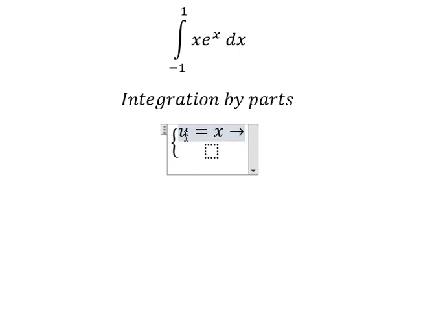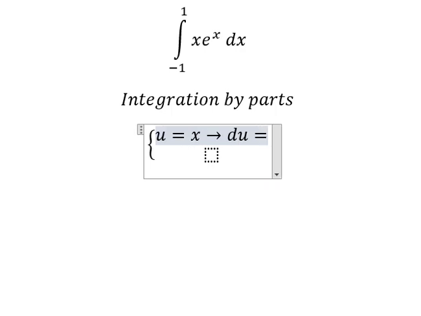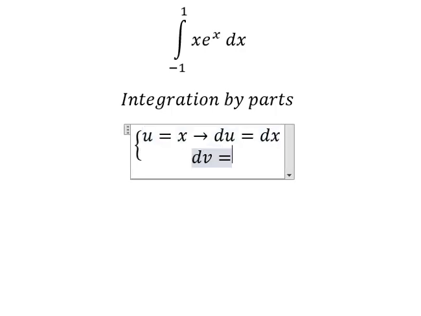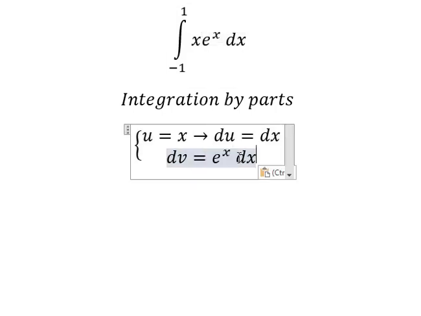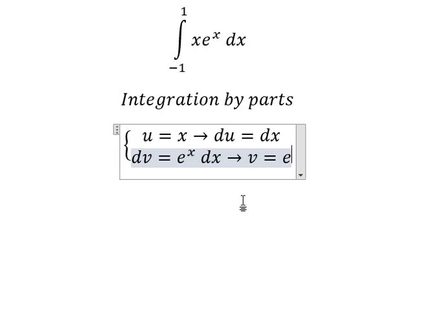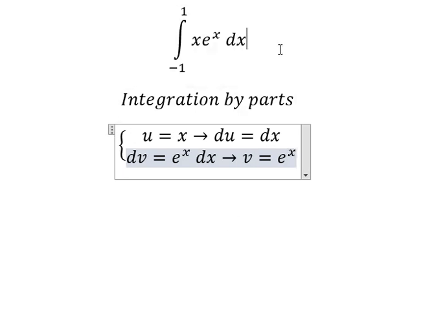Later we need to take the first derivative of both sides, and we have du equals ds. Then dv equals e to the power of s ds. So the integration of this one, we have v equals e to the power of s.